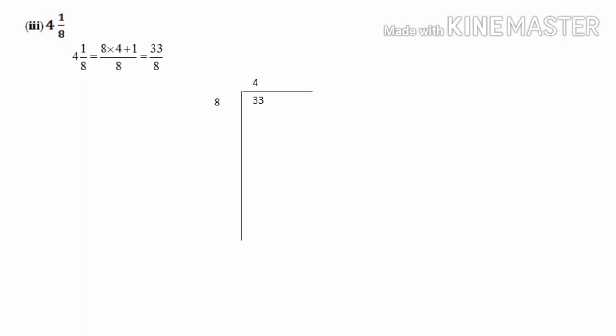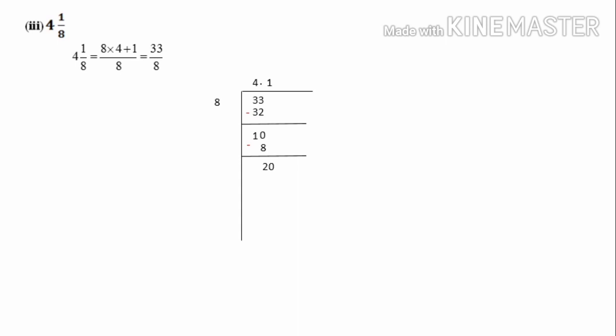So 4 times 8 is 32. Let's subtract it: 33 minus 32, we get the answer as 1. Then put a decimal and put a 0 along with 1. So 1 becomes 10. Next, in 10, 8 will go one time. So 1 into 8 is 8. Then again let's subtract: 10 minus 8, we get the answer as 2.